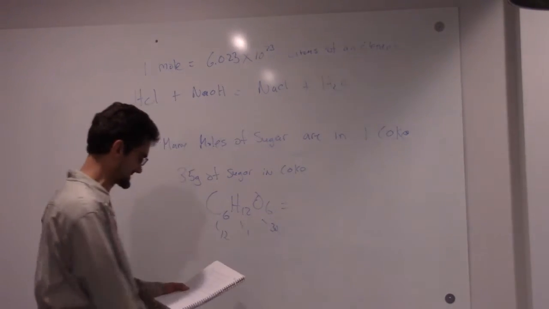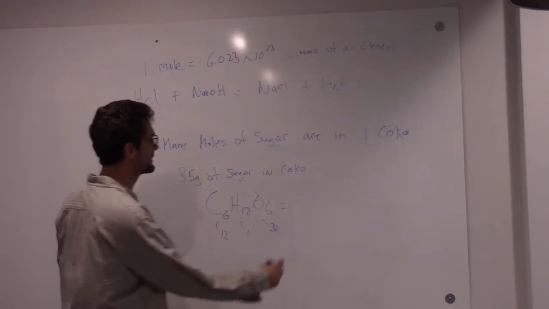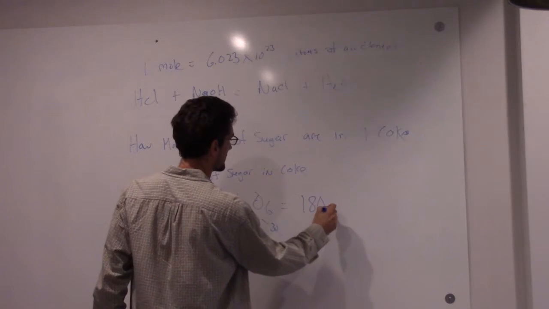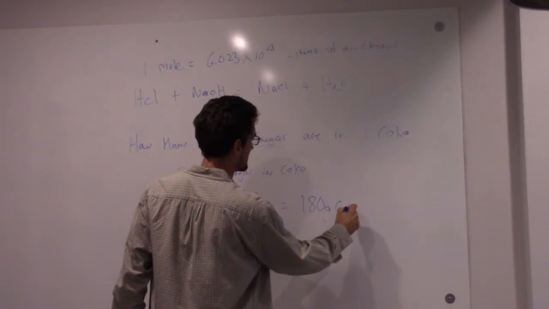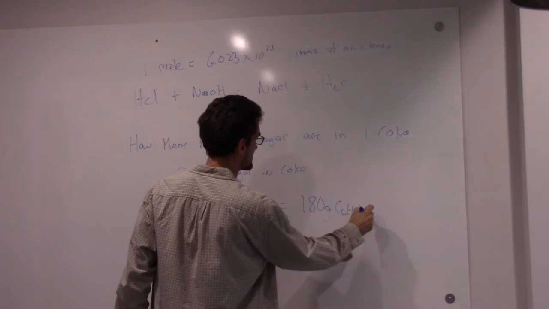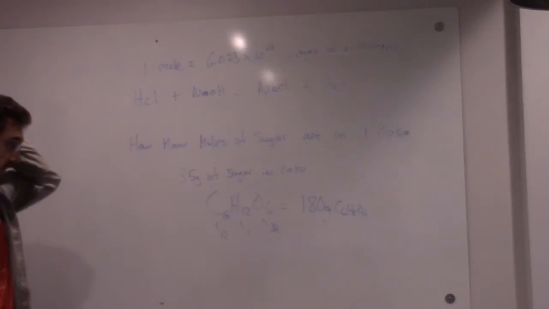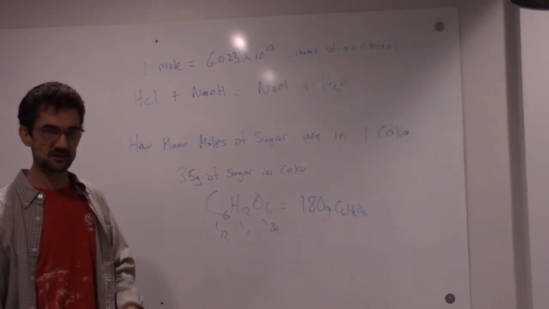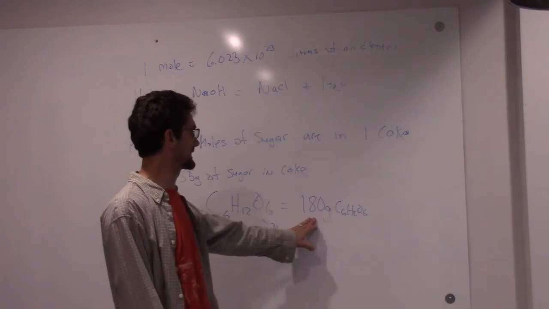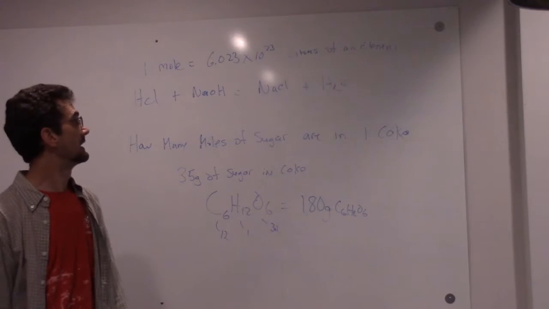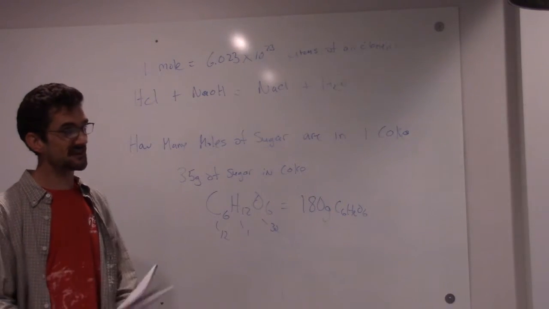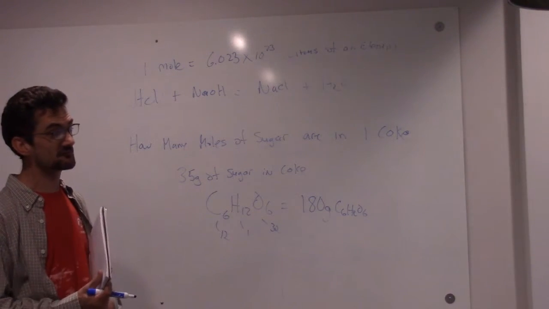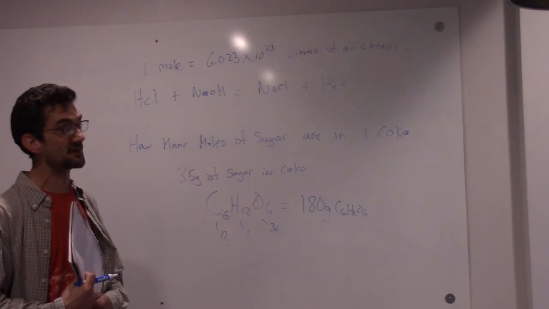I actually did this before class. I know what it was. It's 180 grams of C6H12O6. All right, so 1 mole of sugar is equal to 180 grams of sugar. Again, for those of you that came in late to class, I can see you're a little confused, and that's why you need to get to class on time.